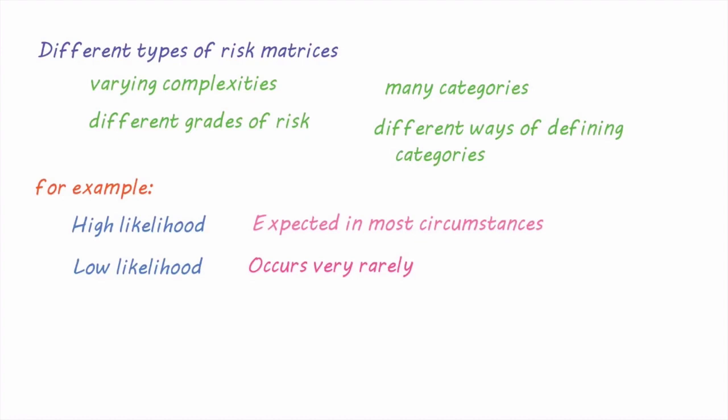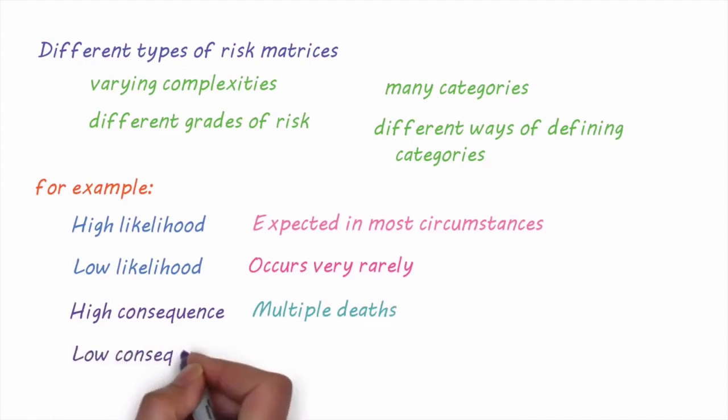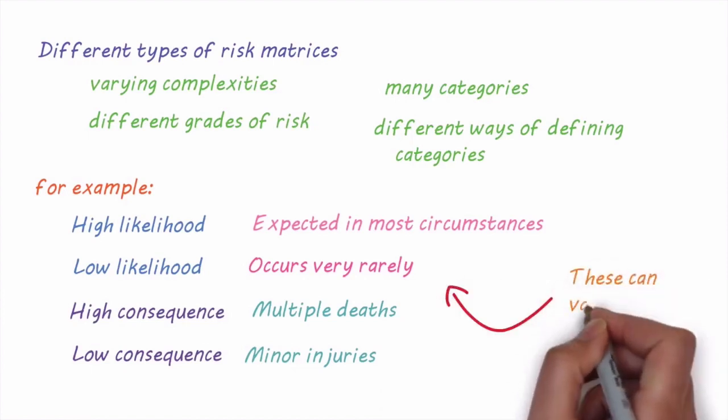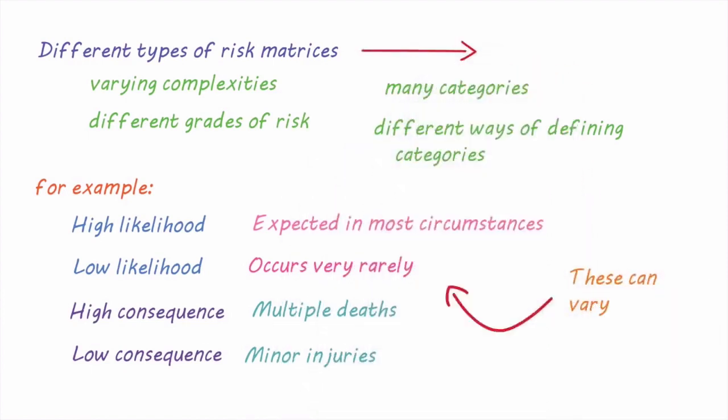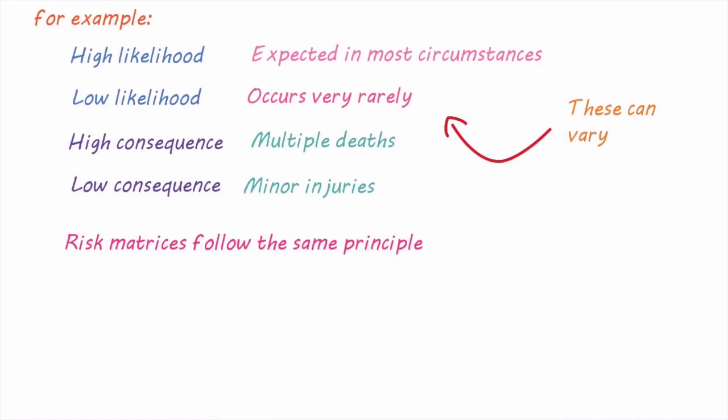With consequence, a high consequence may mean multiple deaths, and a low consequence may mean only minor injuries. So, the risk matrix and the categories that are used can vary, and therefore should be relevant to the situation and context in which the risk assessment is done. Regardless of this, risk matrices follow the same principle.